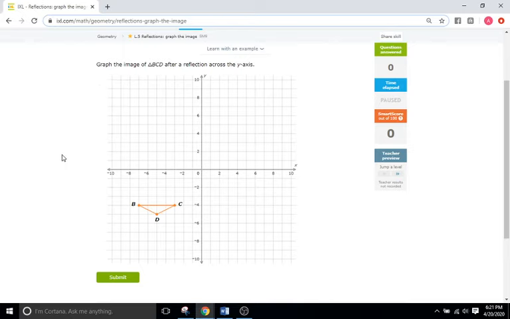And on these problems, we are going to be dealing with graphing reflections on a coordinate plane. So right here at this problem, we have a graph, nice little graph, okay? And we have a triangle with points B, C, and D, okay?